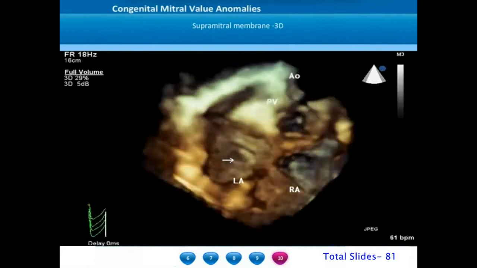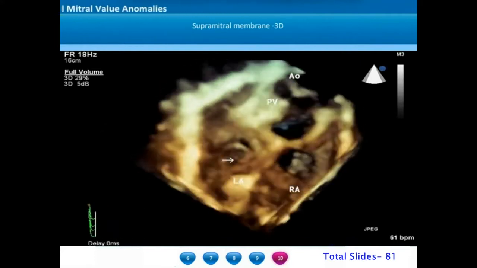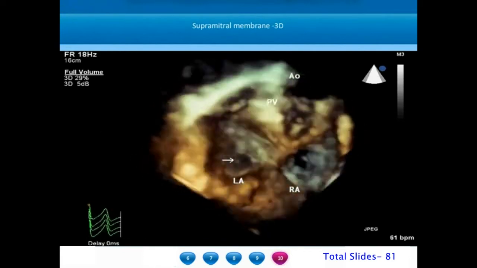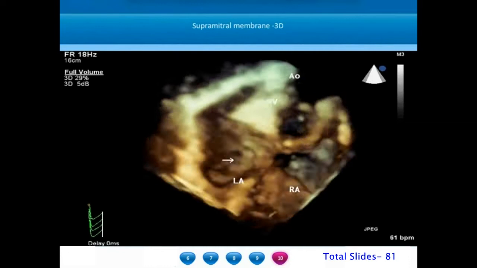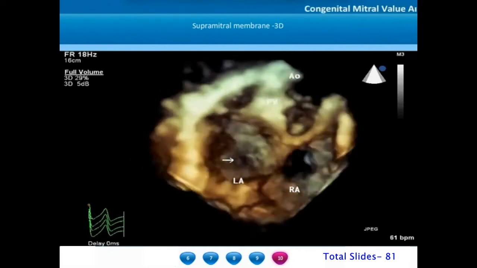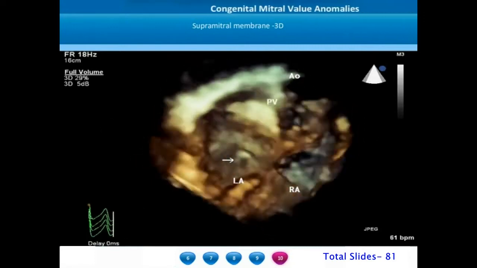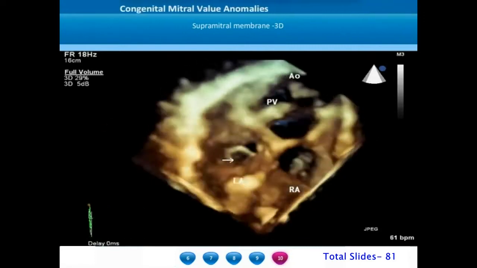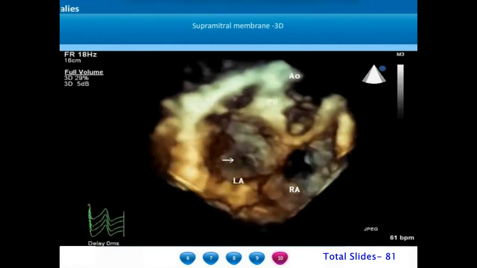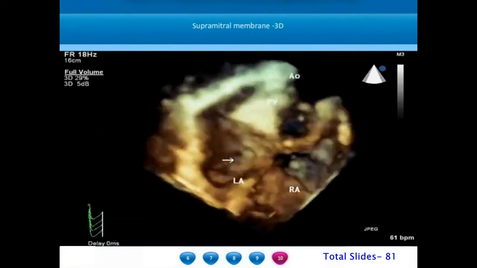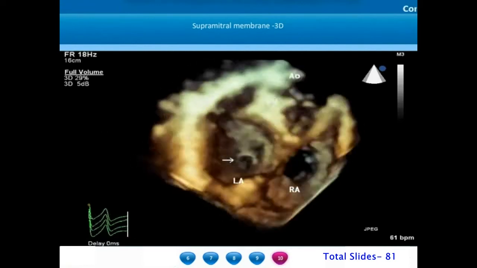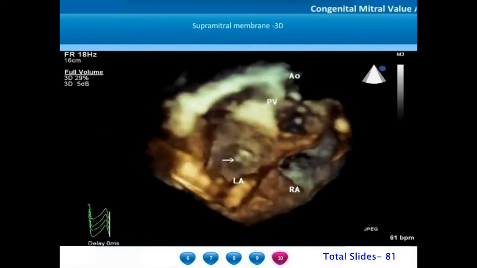On a three-dimensional echocardiogram, after we crop the roof of the atria, we are able to visualize the left atrium from above. We can see the dilated left atrial appendage anteriorly. We can notice a circumferential supramitral ring that is protruding above the level of the mitral valve leaflet orifice. We can also see the right atrium on the right side. In this patient with single ventricle, there is a malposed great artery, so the pulmonary valve is posterior and the aorta is anterior.